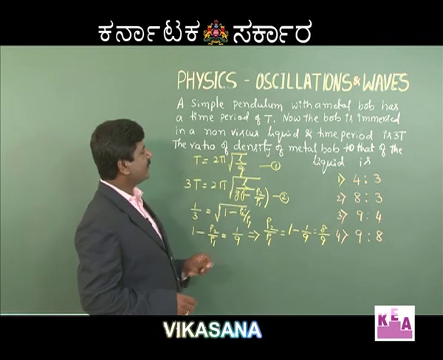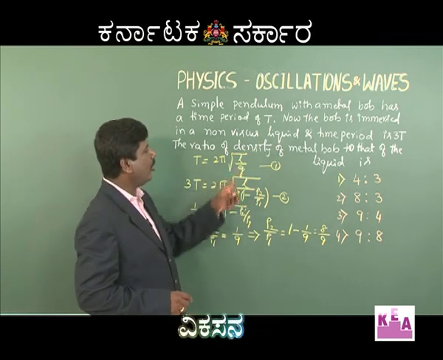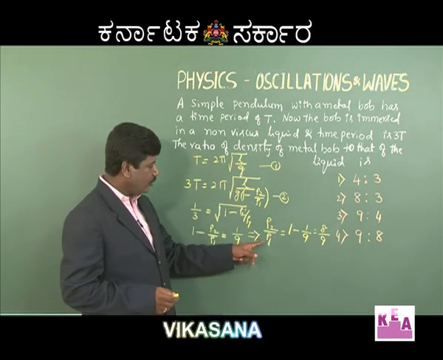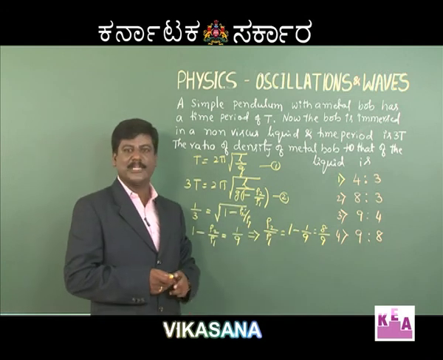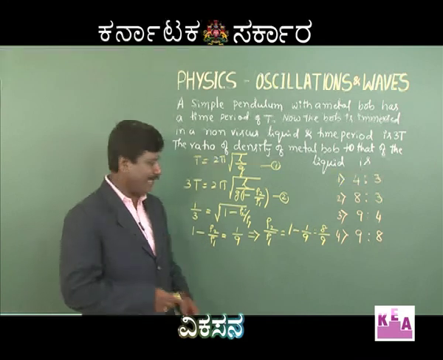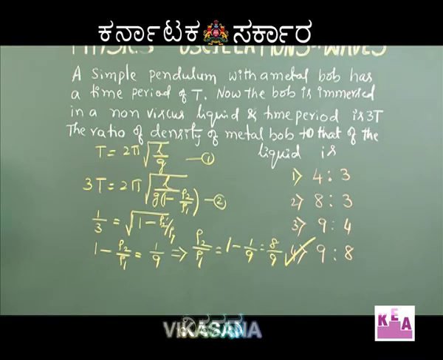Now, what does the problem expect? Our aim is to find the ratio of the density of the metal bob to the density of the fluid. So you take the reciprocal. Therefore rho 1 divided by rho 2 becomes 9 by 8. Therefore the ratio of the densities is 9 by 8. Therefore the right option is 4, 9:8.